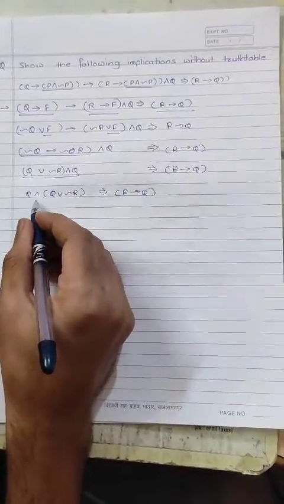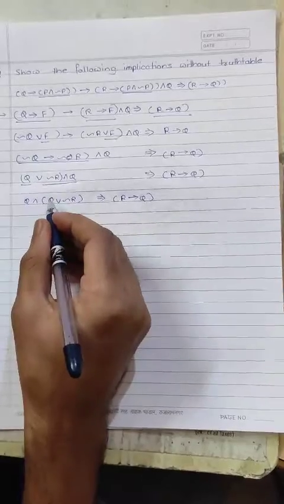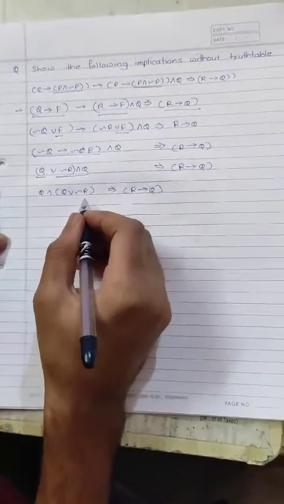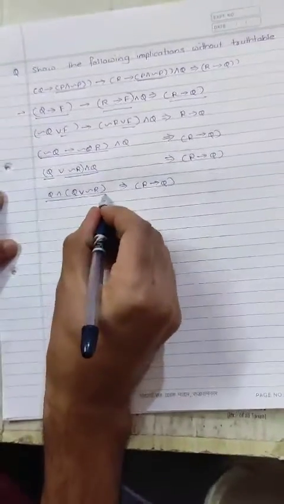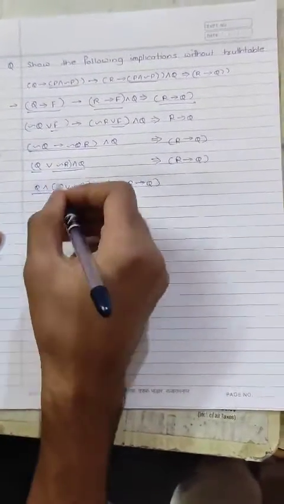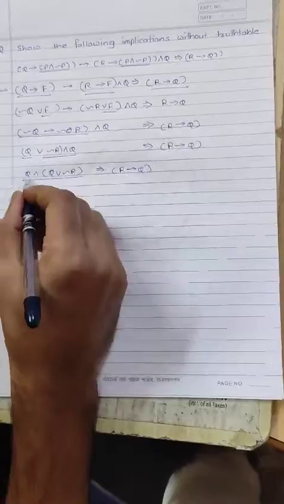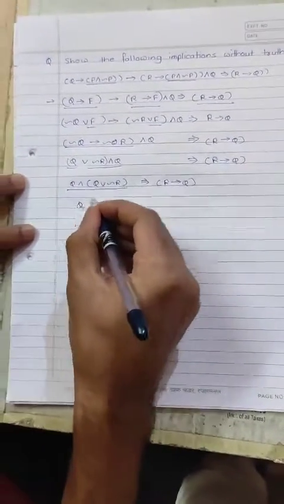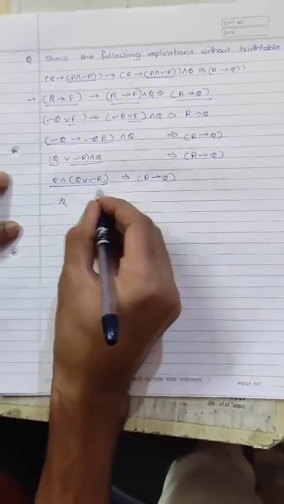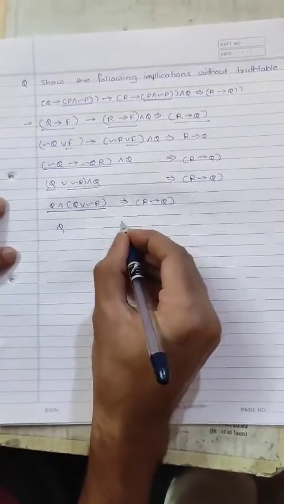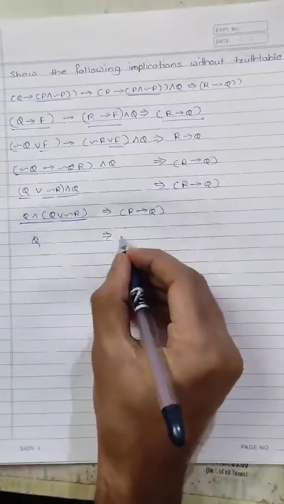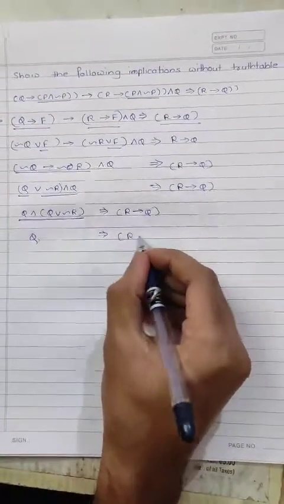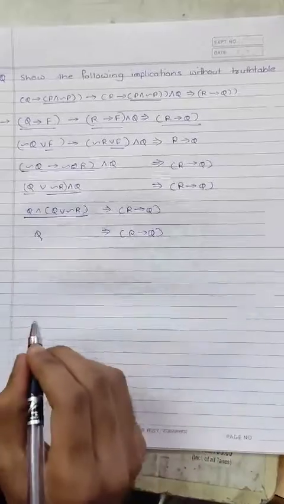Now Q or negation R is given. We can do absorption in this whole underlined part. What will be this value? Q. Instead of all of this we can write Q. Q tautologically implies R implies Q.